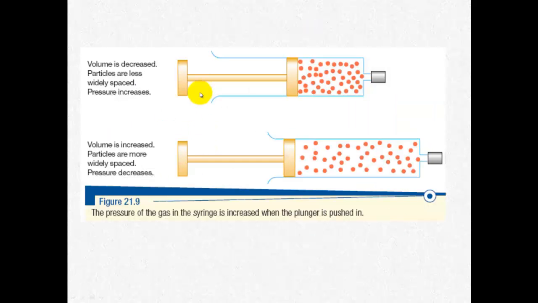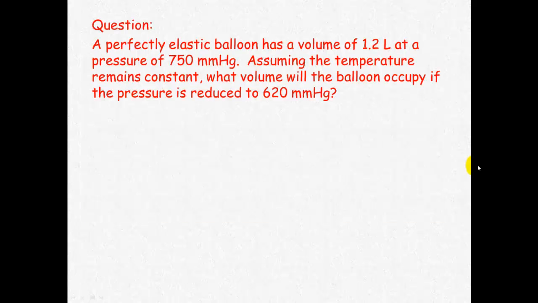So you can see here using a plunger, when volume is decreased, pressure increases. And here, when volume is increased, pressure decreases. They are inversely proportional. As one increases, the other one decreases.